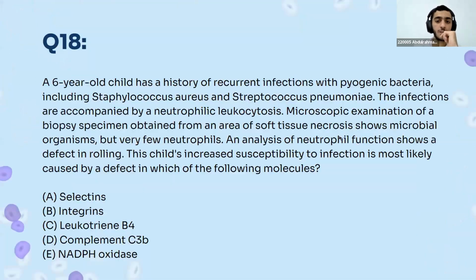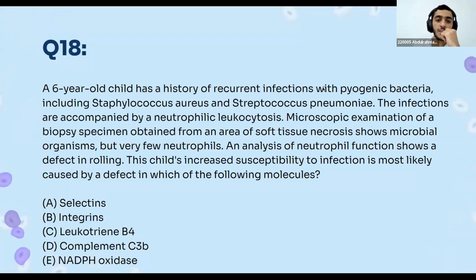Okay, let's go to the next question. A 6-year-old child has a history of recurrent infections with pyogenic bacteria, including Staph aureus and Strep pneumo. The infections are accompanied by a neutrophilic leukocytosis. Microscopic examination of the specimen obtained from an area shows microbial organisms, but very few neutrophils. Analysis of the neutrophil function shows a defect in rolling. The child's increased susceptibility is most likely caused by a defect in which of the following?